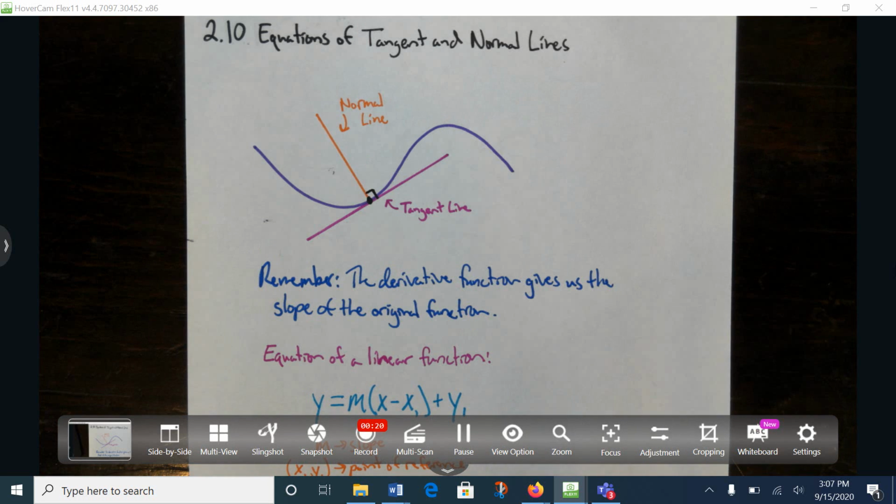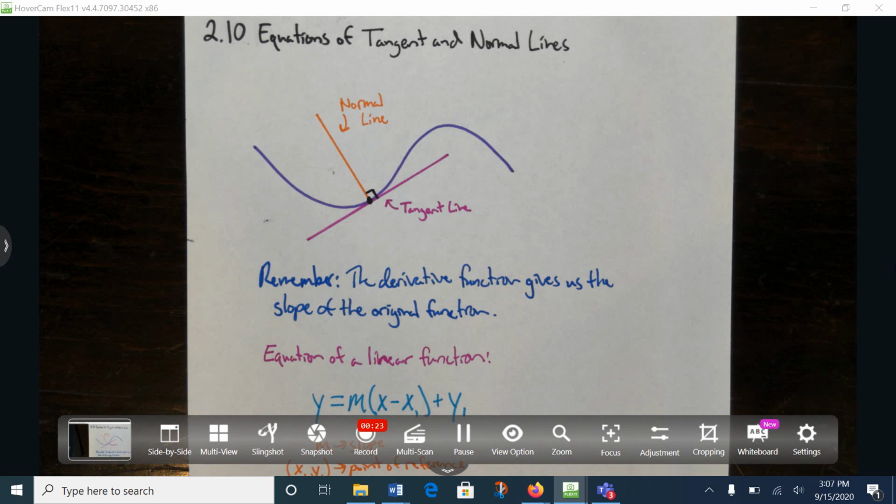So today we are talking about 2.10, equations of tangent and normal lines. Do you remember doing this at the beginning of this unit, where it kind of confused us and we didn't have all the tools yet we needed, so we were using different definitions to find the slope of the tangent line? Well, remember that the derivative of a function gives us the slope of the tangent line. So now that we're good at taking derivatives, we can use what we know about the power rule, the product rule, and the quotient rule to better help us find these.